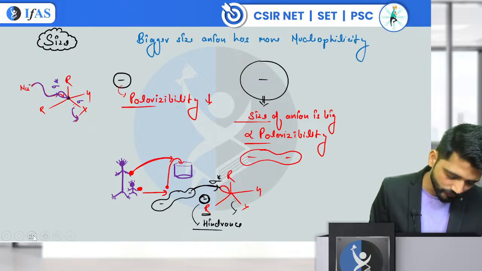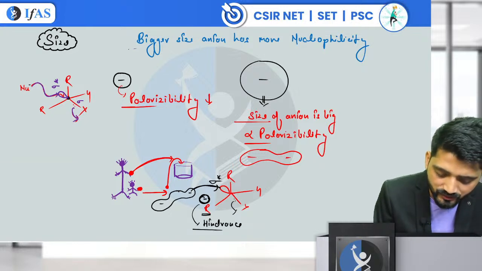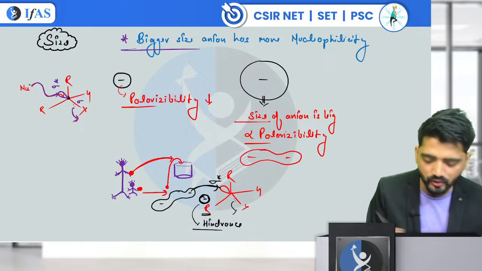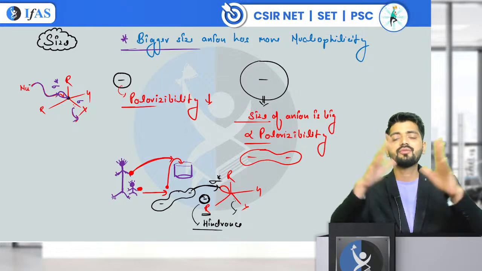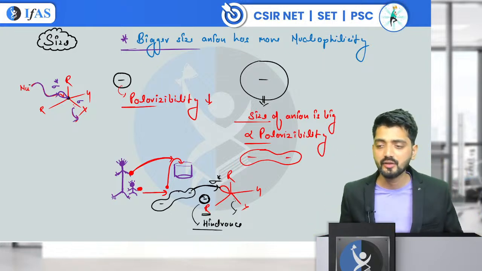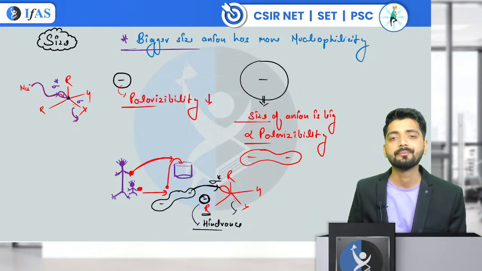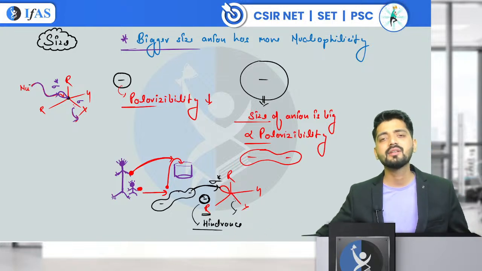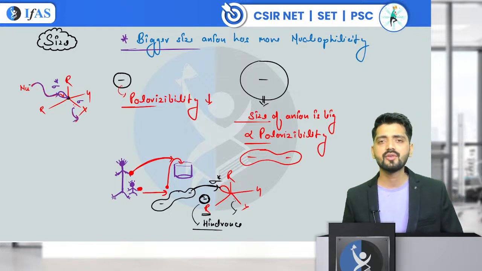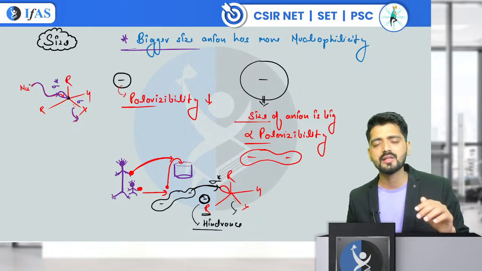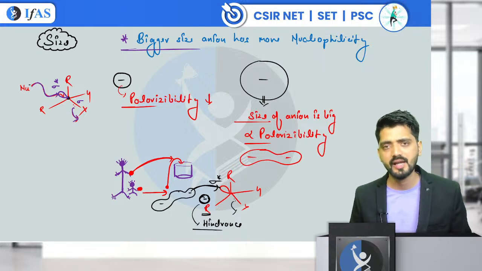Nucleophilicity. I hope I have justified this statement in front of you and you must have got the concept. Why do we always say that if we have a bigger size anion, then its nucleophilicity will be very high? Because it can be easily deformed, its shape can be easily changed. So without facing any hindrance, it can attack the sigma star orbital and the leaving group will be eliminated.